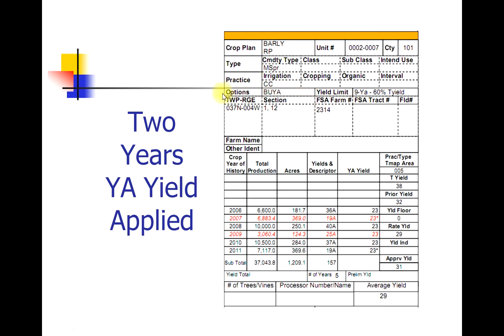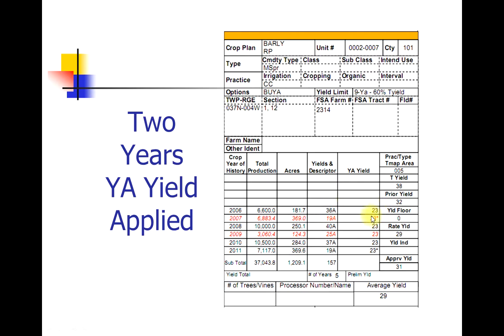So if we look on this line, it shows you this unit pertains to sections 1 and 12, 37 north, 4 west. And then here's all our years of history that we actually grew recrop barley in this unit. So as you look on here, you can see in 2007, we had a 19 bushel average. The county average for this area is a 38. So the lowest in any given crop year that your yield can go is 60%. So 60% of 38 would be 23 bushels. So in other words, instead of using this 19 to figure what they're going to use for your guarantee in the crop insurance, they're going to plug a 23 in there, if that makes sense.